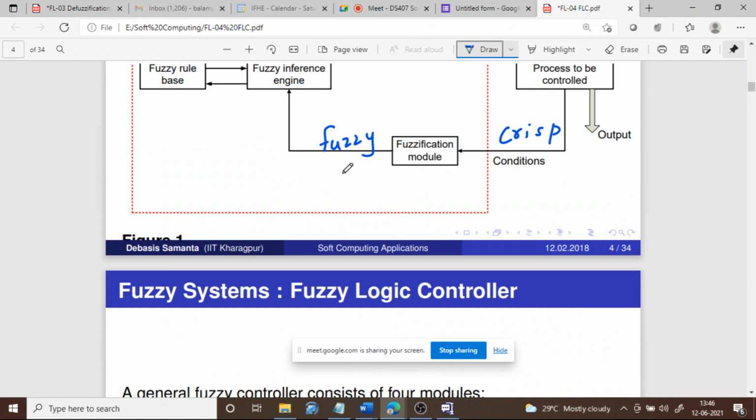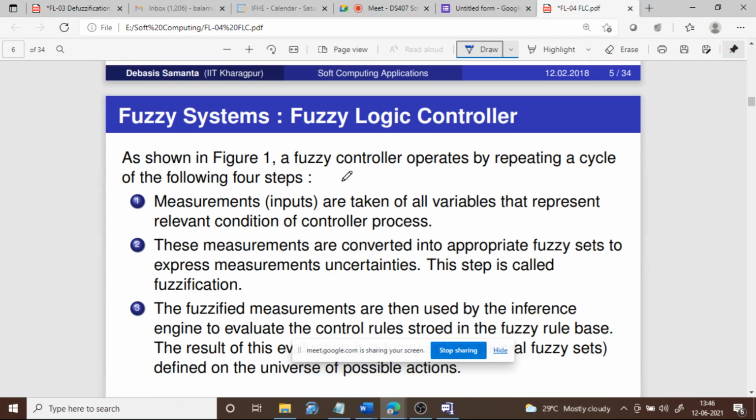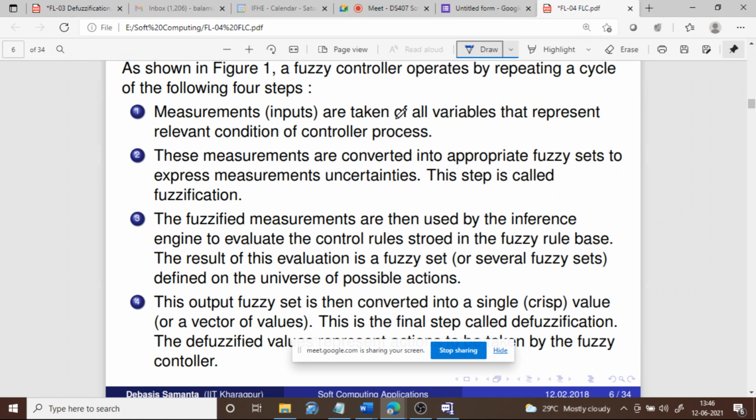What this diagram shows is that measurements, in the sense inputs, are taken for all variables that represent the relevant conditions for the control process. Normally these inputs are in crisp format, and these measurements are converted to appropriate fuzzy sets to express some uncertainties, because fuzzy always captures uncertainties. This step is called fuzzification. That is, converting the crisp value to fuzzy sets is called fuzzification.